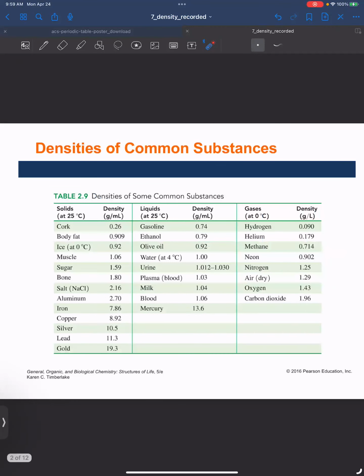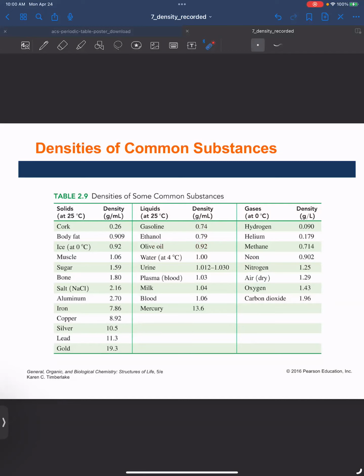Here you'll see the densities of some common substances. For example, a lot of the metals, like copper, silver, and lead, all have densities that are pretty high, and so they would sink in water. You can see here gasoline, ethanol, and olive oil all have densities less than water, so they would float, especially because they're not going to mix. Well, ethanol would mix with water, but olive oil doesn't like water because it's pretty hydrophobic, and so it would float.